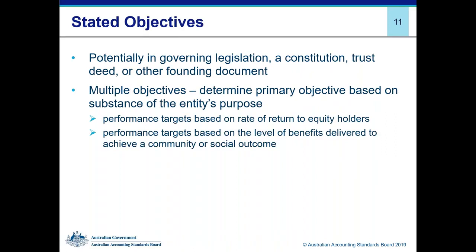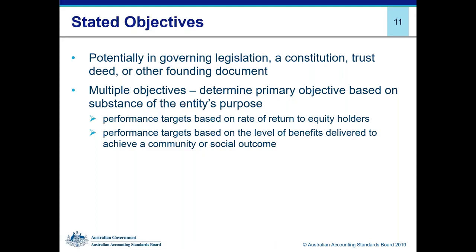Now, the first indicator we'll talk about is the stated objectives. You could have stated objectives found in governing legislation, a constitution or a trust deed, or any other founding document. One of the issues that can arise is that there may be multiple objectives. What do you do? How do you determine the primary objective? The document itself may not tell you which is the primary objective. In that situation, you determine the primary objective based on the substance of the entity's purpose.